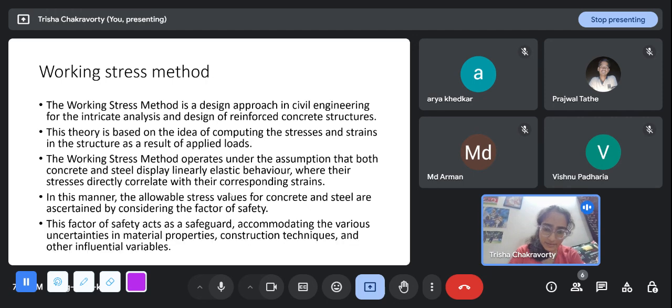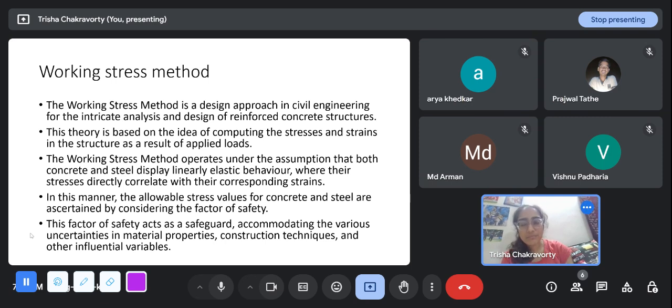So there are the two factors of safety. The factors of safety act as a safeguard, accommodating the various uncertainties in material properties, construction techniques, and all these. So basically, uncertainty is a very important term. We don't study it a lot, but there is a huge area called structural reliability that studies uncertainties, because we say that this steel section has a yield strength of 250 megapascal, but after all we can't actually guarantee 100% that it is correct.